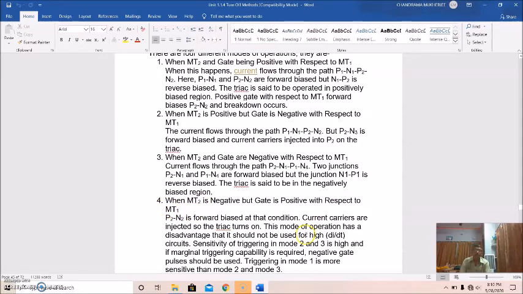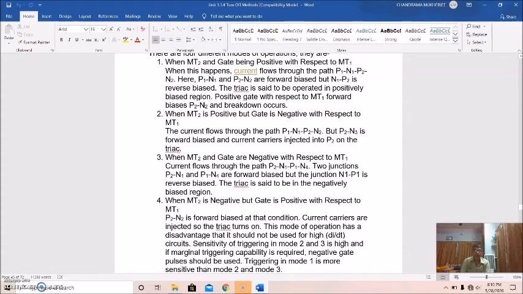This is the fourth mode of operation: MT2 is negative, but the gate is positive with respect to MT1. P2 N2 is forward biased. At that condition, current carriers are injected, so the TRIAC turns on. This mode of operation has a disadvantage that it should not be used for high di/dt circuits.